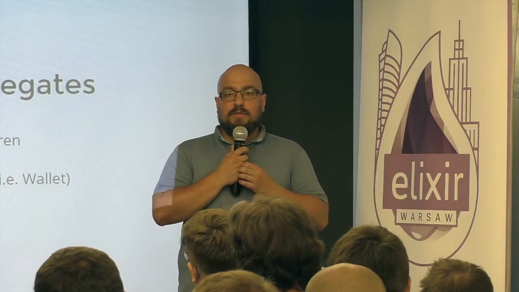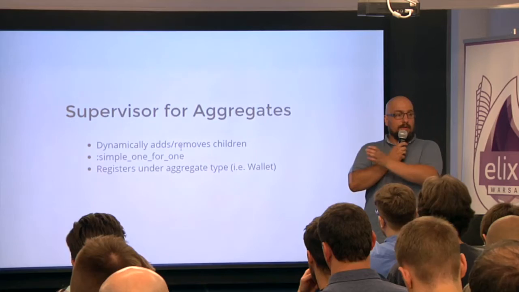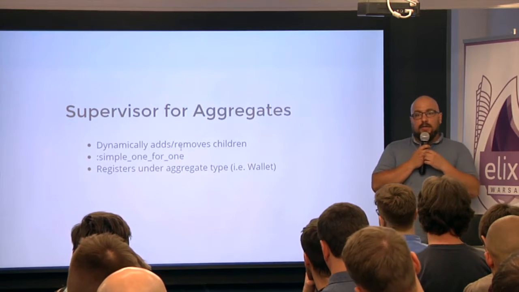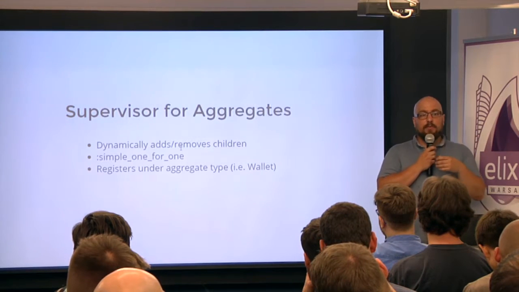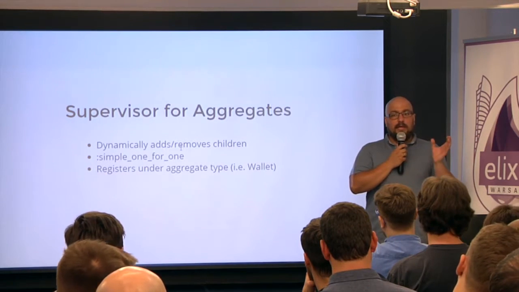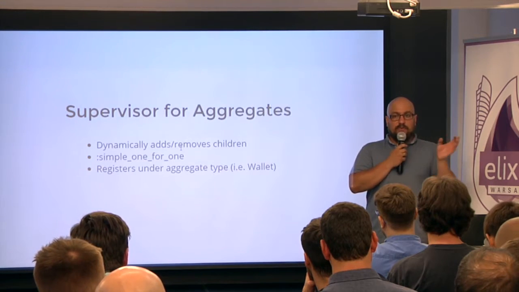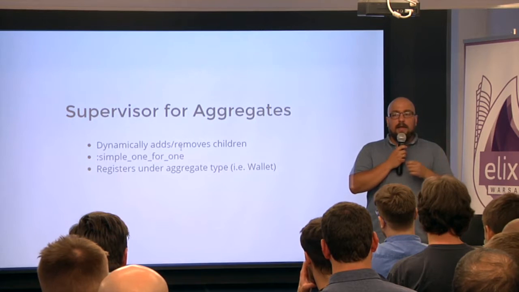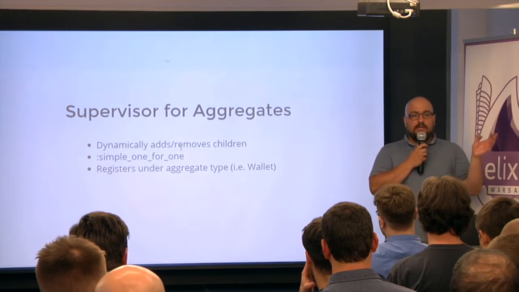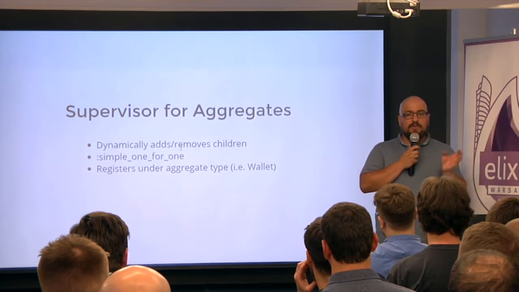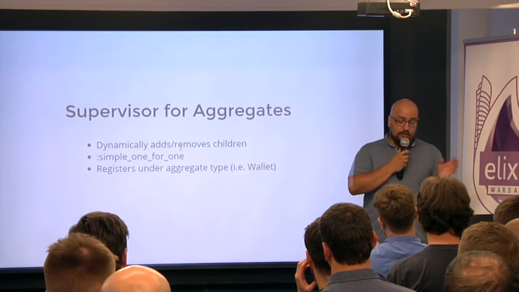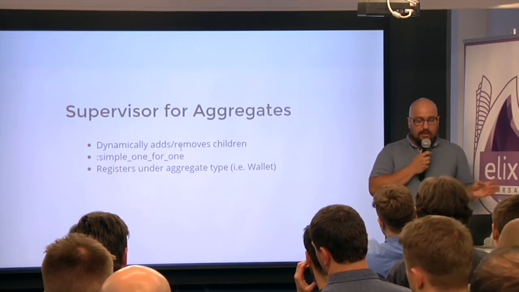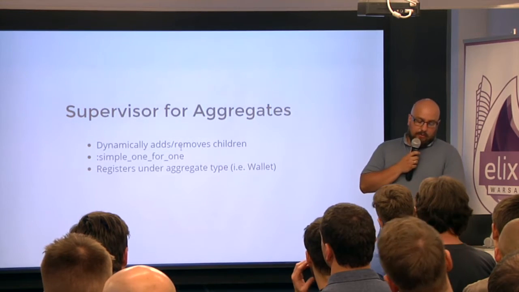So in our case, in CQRS, we don't have one supervisor that supervises all of our aggregates. Instead, we have individual supervisors for each class of an aggregate. For example, if it's a bank account, we're going to have bank account supervisors that supervise all the bank accounts in the system, and start new bank accounts whenever a command comes in that references a new one. And another one to handle, I don't know, accounts in the system or whatever other aggregates you might have.